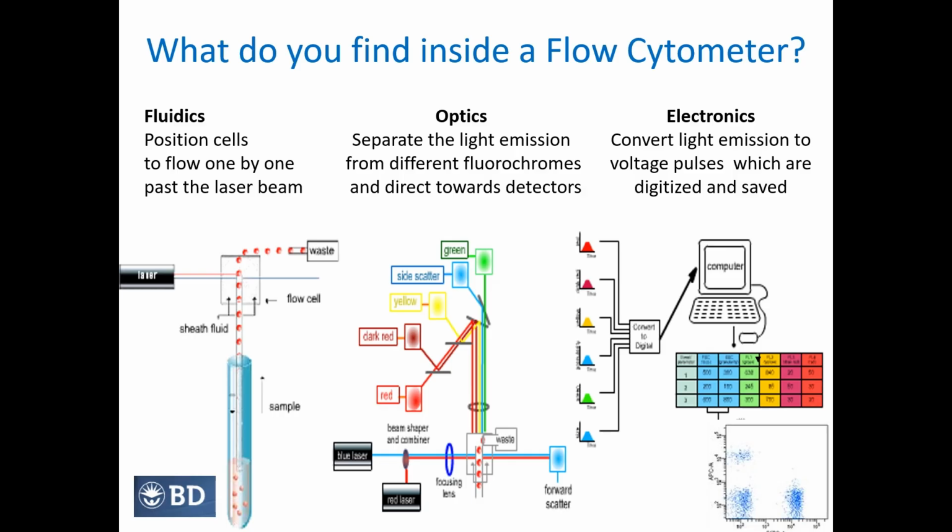Inside a flow cytometer, we have the fluidics that position cells to flow one by one past the laser beam. The optics separate the light emission from the different fluorochromes and direct them towards detectors, and the electronics convert photons of light emission to voltage pulses, which are amplified and digitized, and then stored in the computer as a data file.